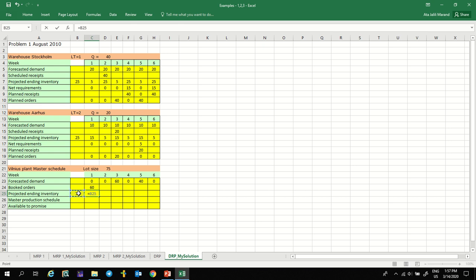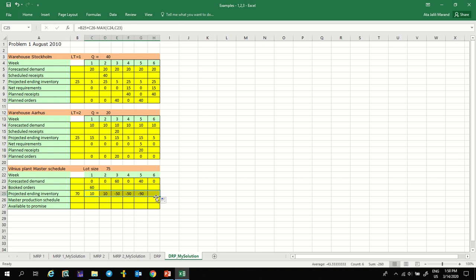So if you remember, the projected ending inventory was the inventory from the previous time period plus master production schedule minus the maximum of the booked orders and forecasted demand. So it is what we talked about on Wednesday when we learned about master production schedules. So this is how we calculate projected ending inventory. If you do not remember it, please go and review the literature for that session.